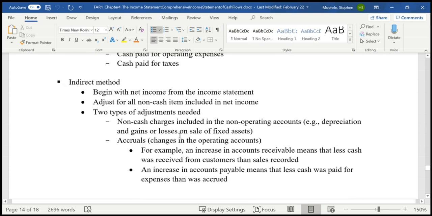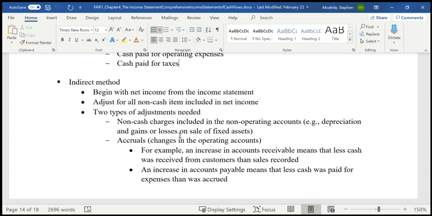The other method for preparing the operating section of the statement of cash flows is the indirect method. Under this method, we begin with net income from the income statement, and we adjust that income for all the non-cash items included in that income. Two types of adjustments needed. Non-cash charges included in the non-operating accounts. Examples of these include depreciation expense and gains and losses on the sale of fixed assets. And then the second type of adjustment that's always needed is the accruals, the changes in the operating accounts.